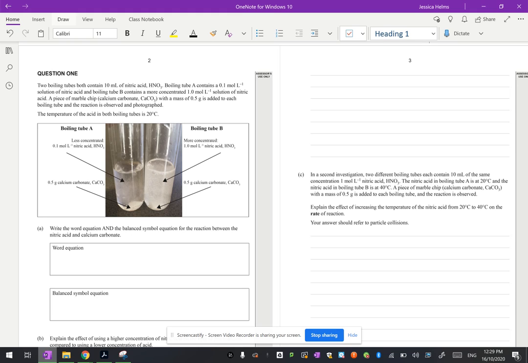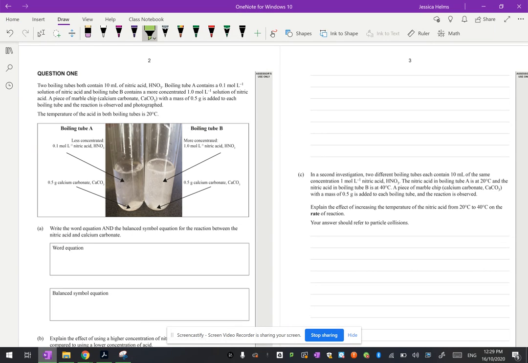Hi, Year 11. This is the 2019 NCEA paper for 1.5 acids and bases. Okay, so we're going to go through this bit by bit, and there will be videos for all of it.